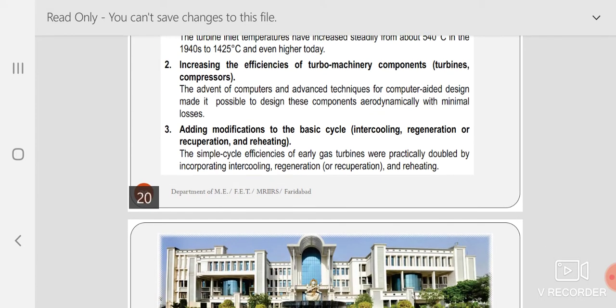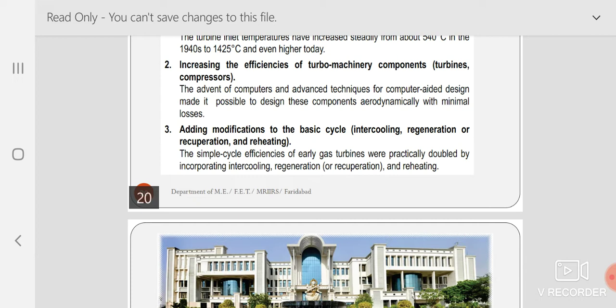Then, number three, adding modifications to the basic cycle like intercooling, regeneration, recuperation and reheating. Now, these are different performance increasing parameters, additional performance or efficiency enhancement parameters by which we improve the turbine. We'll take up these different efficiency increases of the turbine in the classes. Every process written here, intercooling, regeneration, reheating, increases the efficiency of the turbine in some way or the other.